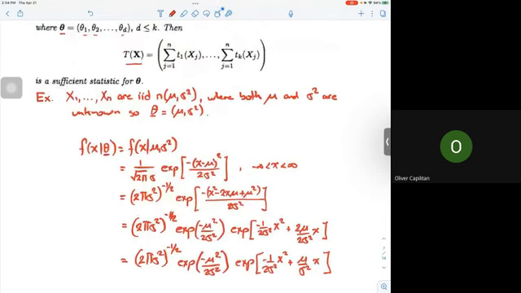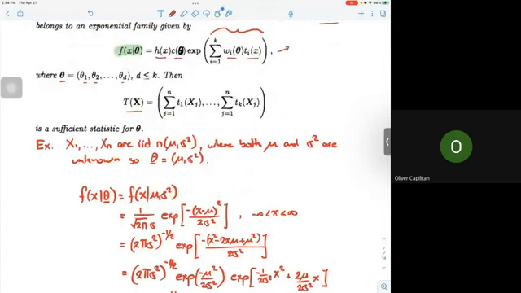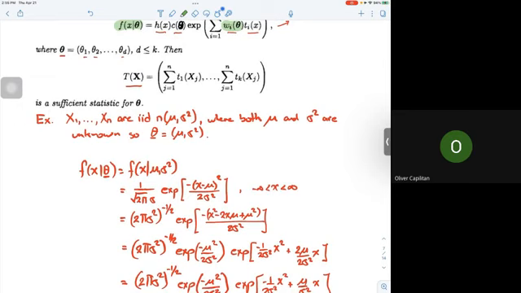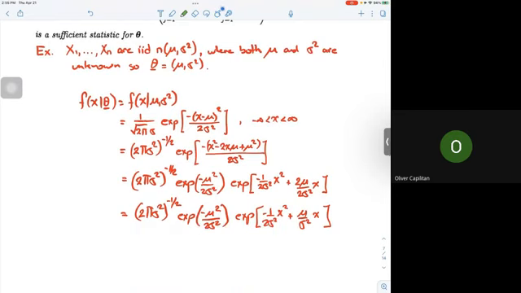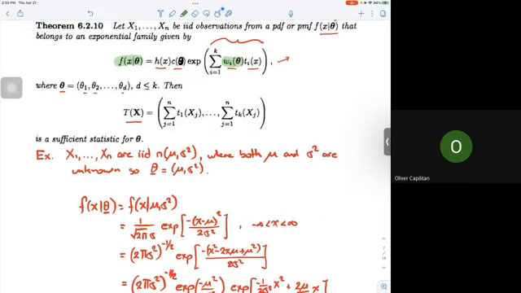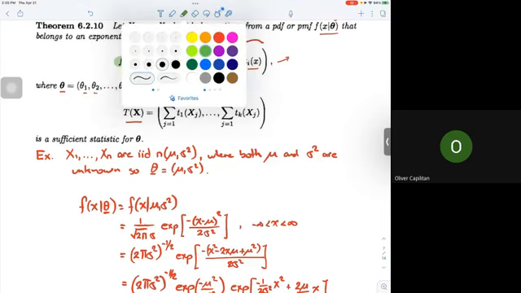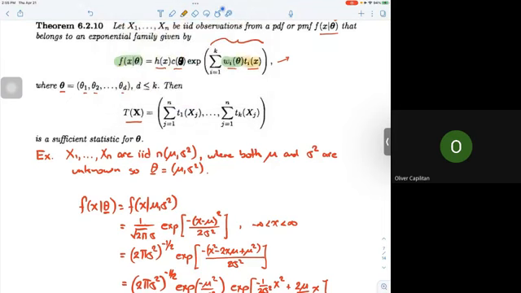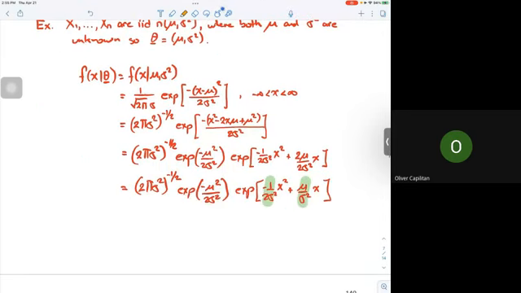So kung makita nyo dito, a function of our parameter, sorry, lumampas. A function of our parameter, summation of that. So ito yung mga parameters natin. Ayan, okay? So ang k dyan, 2. K is 2. And then a function of the sample. Ano yung function of the sample? Orange tayo. Ayan. So ito ngayon, function of the sample.